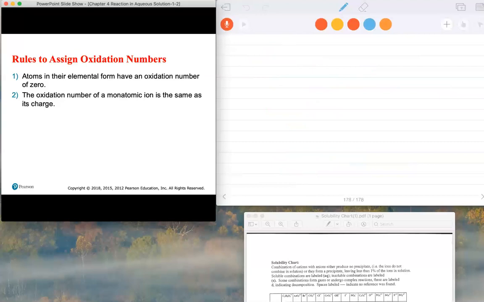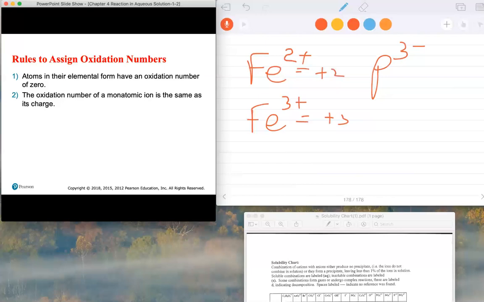Monoatomic ions. This is a monoatomic ion. It's by itself, not polyatomic. The oxidation state for this is +3. This is +2. This is -2, -3. Sorry. So for a monoatomic ion, you use the periodic table to predict.